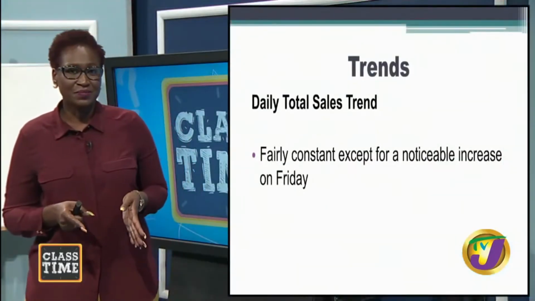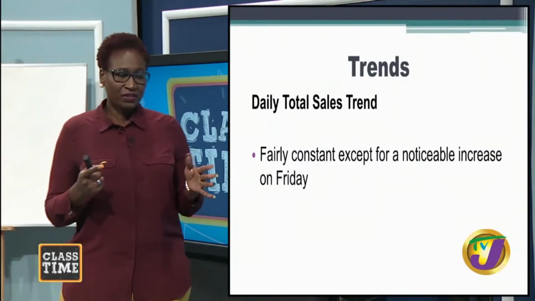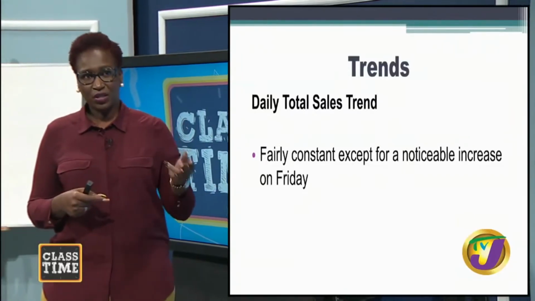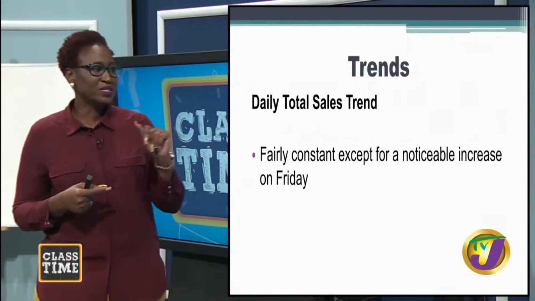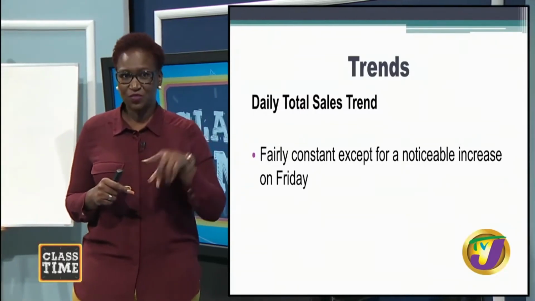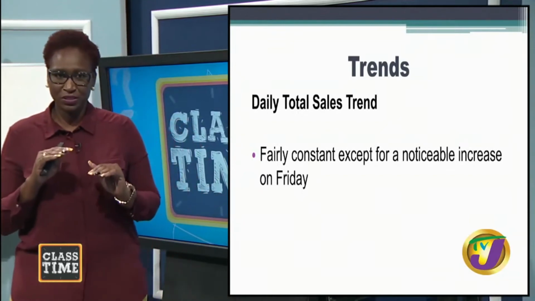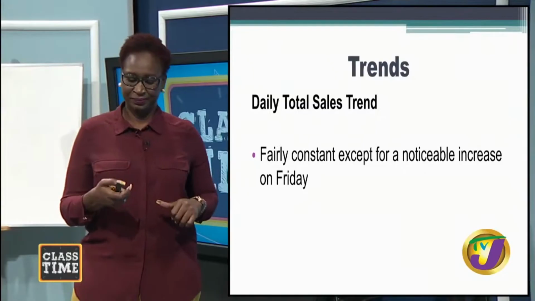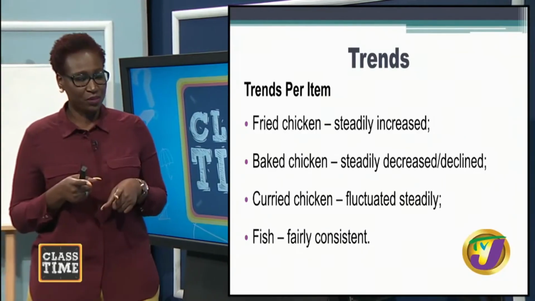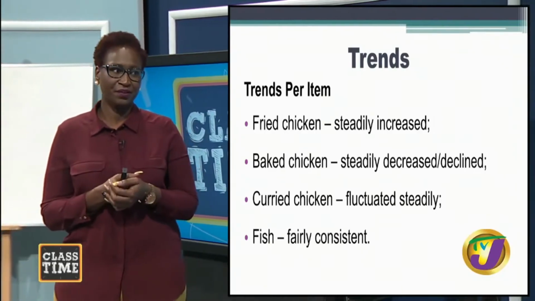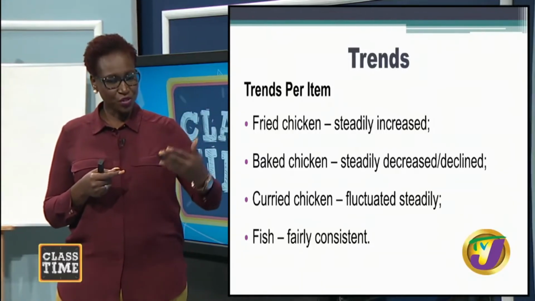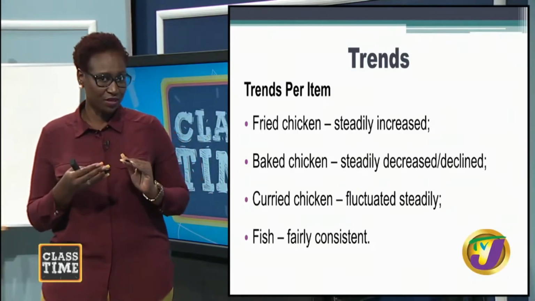So let's look at our trends. So overall, for the daily sales, so that was a column at the end, where we looked at the sales for the days, Monday to Saturday, notice it was fairly constant, except for a noticeable increase on Friday. So for all the other days, they were relatively close in numbers, but on Friday, there was a spike. Now, we have to look at each item's performance. So fried chicken, what happened there? Steadily increased. So from Monday to Saturday, the sales went up and went up at a fairly steady rate.